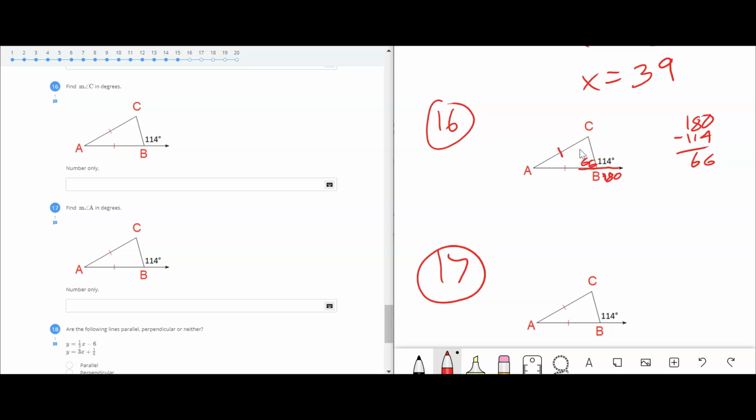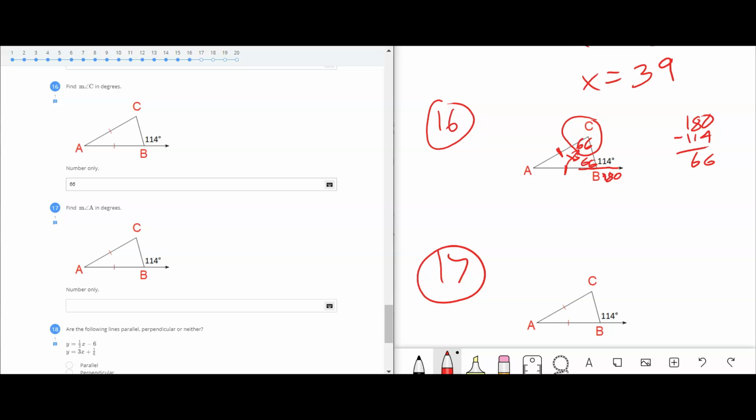And once again, I got an isosceles triangle. So if that's 66, then up here, that's also going to be 66. Now, that is the answer for number 16 here. Okay, one second. So again, I just figured out C is 66, and that's what they're asking me on number 16. So C is 66.